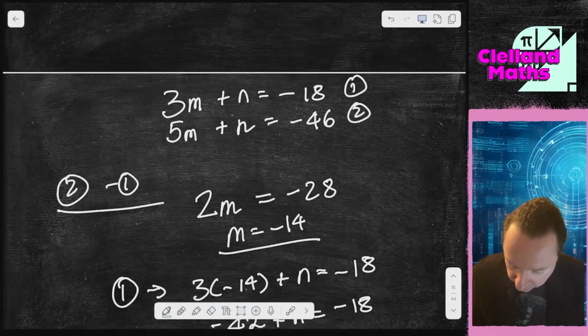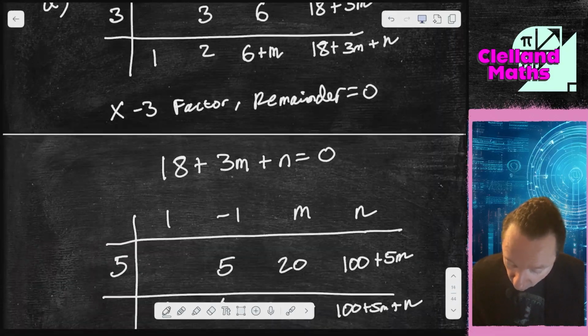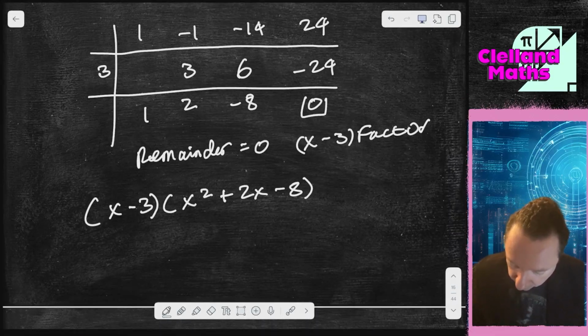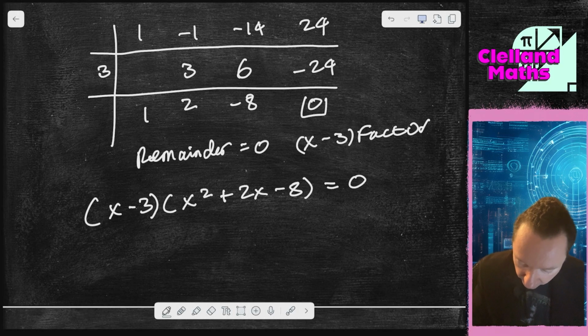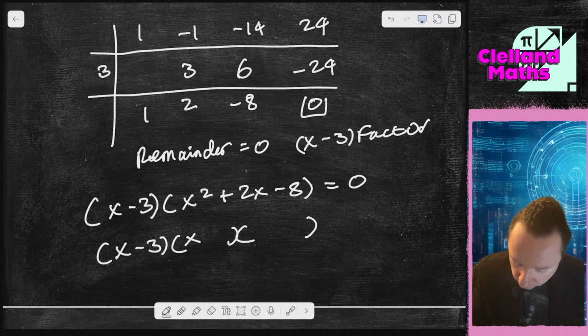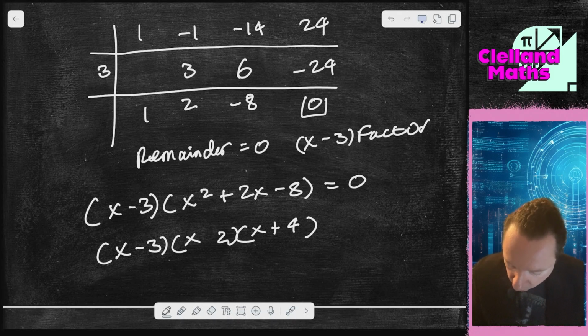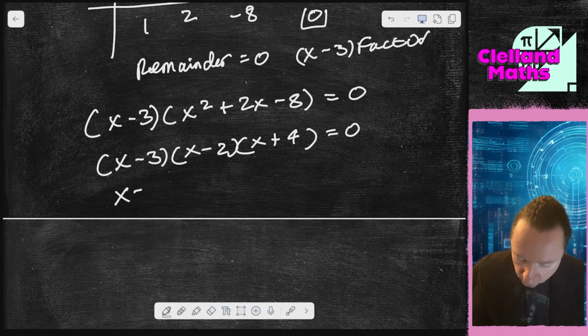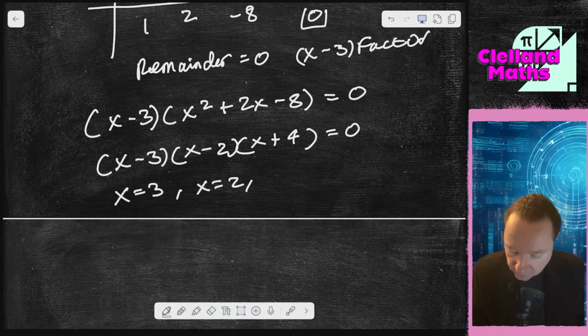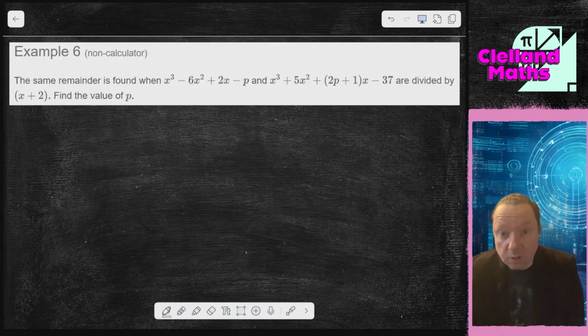And it says, did it say solve it or factorize it? Solve it equal to 0. So that means that we actually have to factorize and solve. x plus 4, x minus 2. So each bracket equals 0. So x is 3, x is 2, x is minus 4. And we're done there. Example 6.